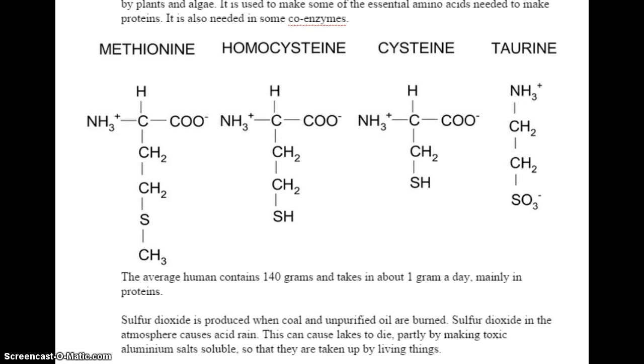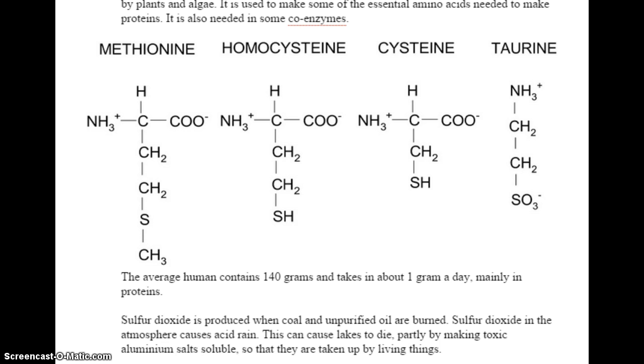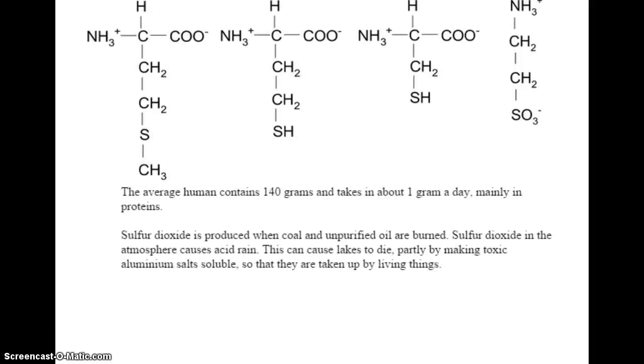There's methionine, homocysteine, cysteine, taurine, and you can see the sulfur in each of them. And you don't need to know these examples. And the average human contains 140 grams and takes in 1 gram a day, mainly in proteins.